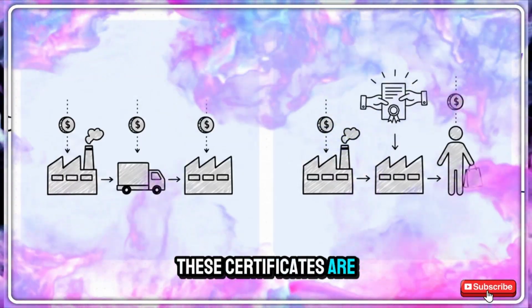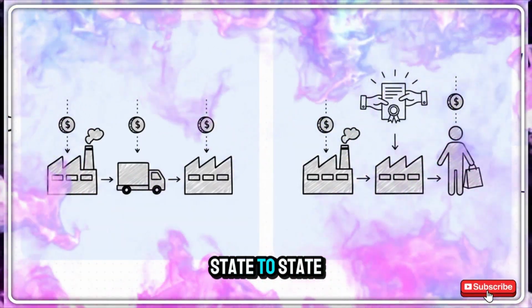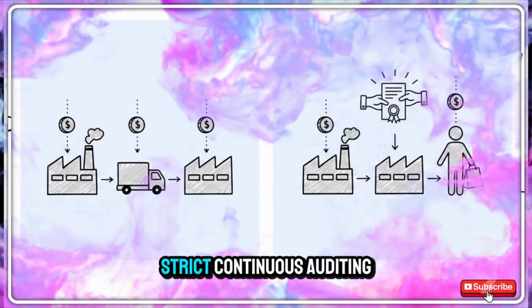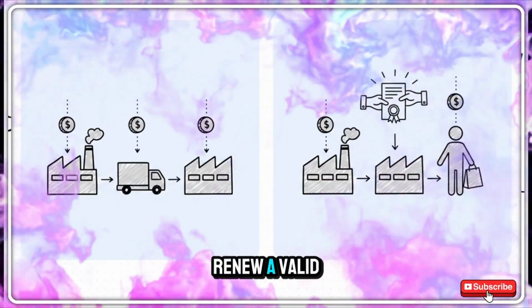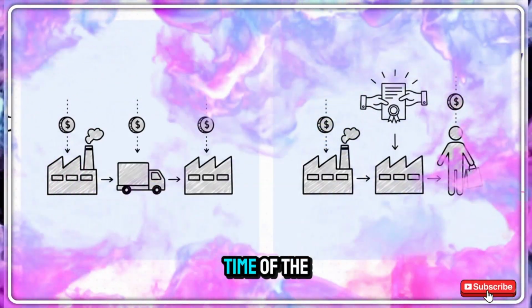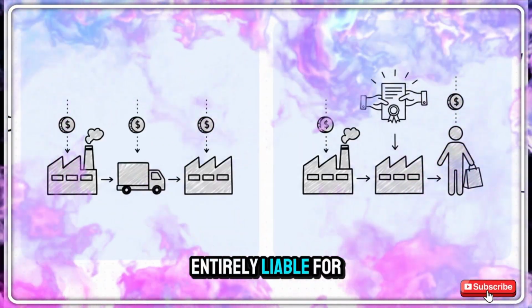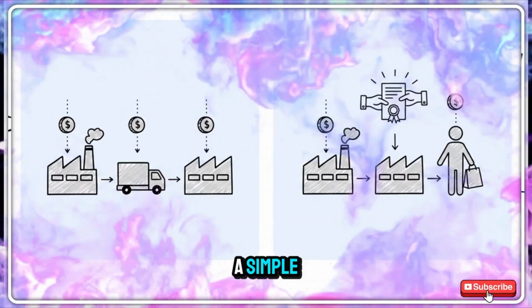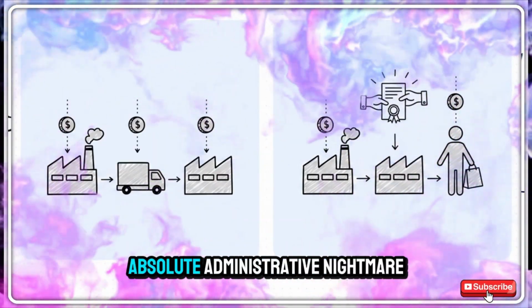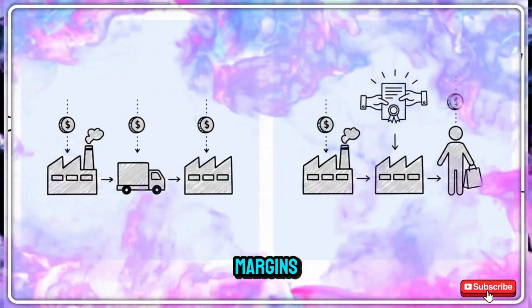And the catch? These certificates are not permanent. They expire. They vary widely from state to state, and they require strict, continuous auditing. If you fail to collect or renew a valid certificate at the exact time of the transaction, you, the seller, are held entirely liable for the tax you failed to charge. It instantly turns a simple B2B software sale into an absolute administrative nightmare that directly eats into your profit margins.